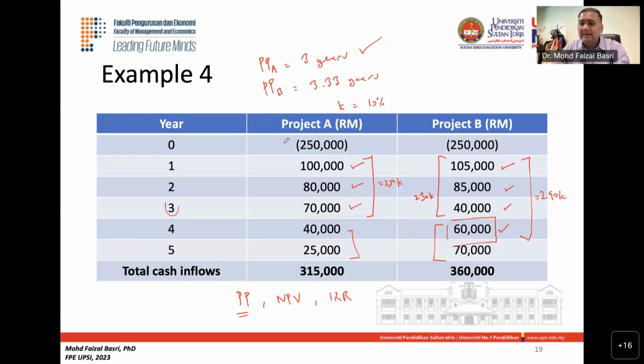And next, you put 100,000. Next year, put 80,000. And then 70,000. Then 40,000, year number 4. And number 5, 25,000. Okay, and then you press escape. There's an escape button here. You press escape. Then you have inserted the cash flow information.